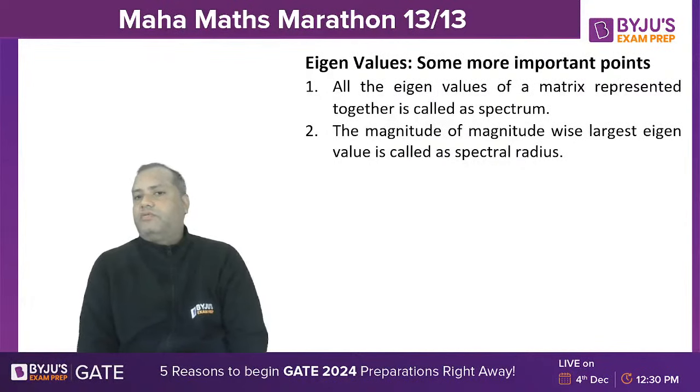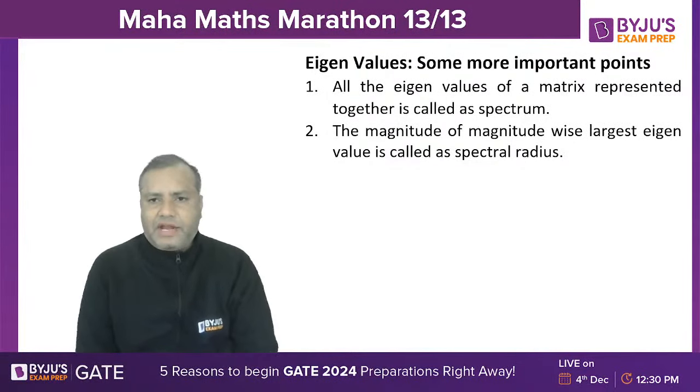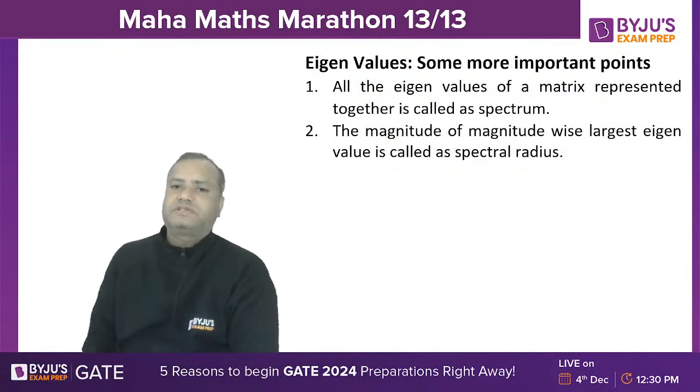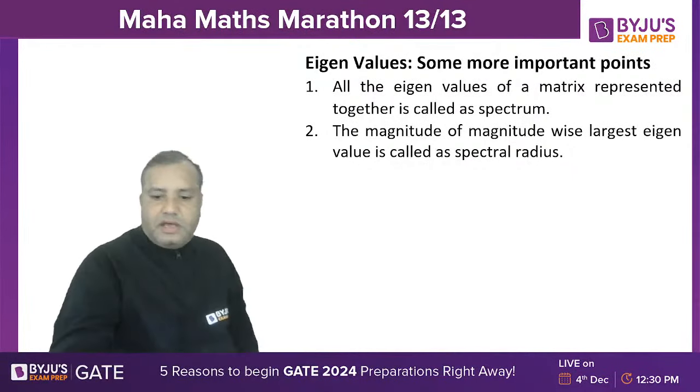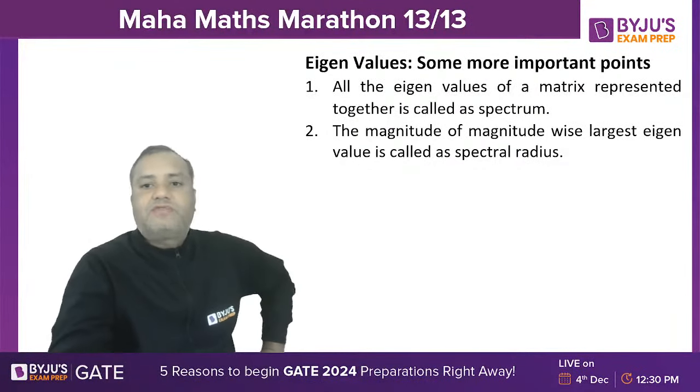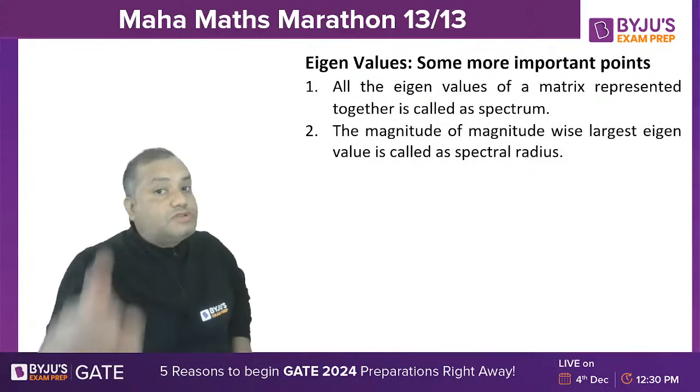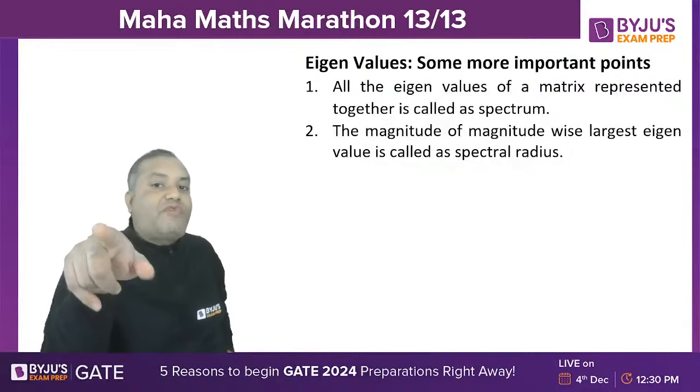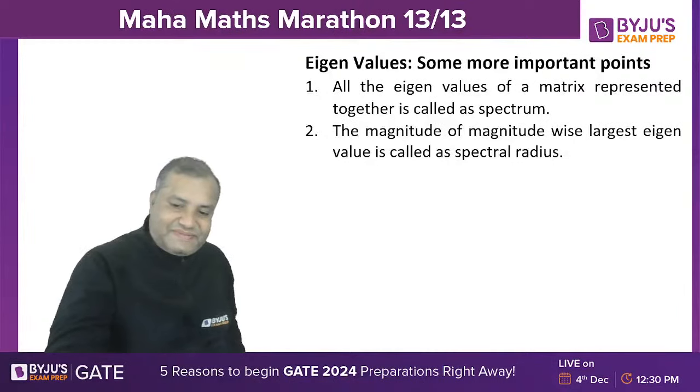And what is a spectral radius? Magnitude wise, the largest eigenvalue is called the spectral radius. मैग्नीट्यूड के हिसाब से सबसे बड़ी आइगन वैल्यू को स्पेक्ट्रल रेडियस कहा जाता है. किसका? उस मैट्रिक्स का. And matrix is representing what? Matrix is representing a system.